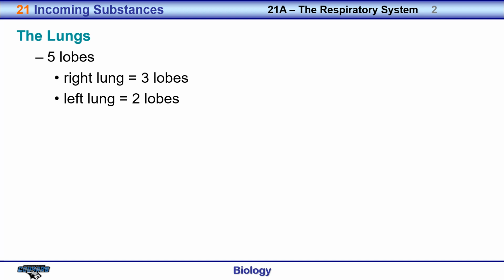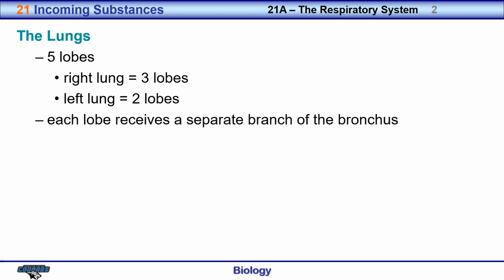And the reason why your left lung has 2 lobes and your right has 3 is because your heart, which is positioned kind of like in between the two lungs, your right lung and left lung, is actually more on the left side, and it's taking up some of the space of the lung. So your left lung is just a bit smaller than your right lung.